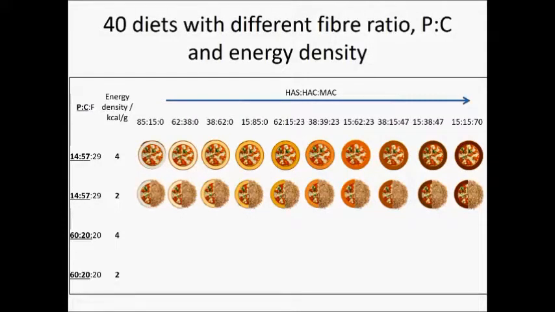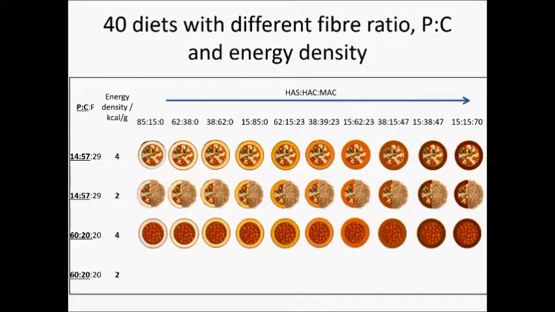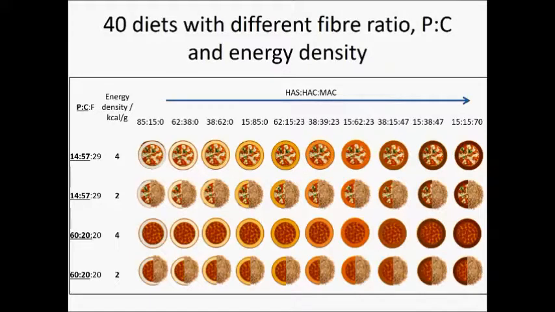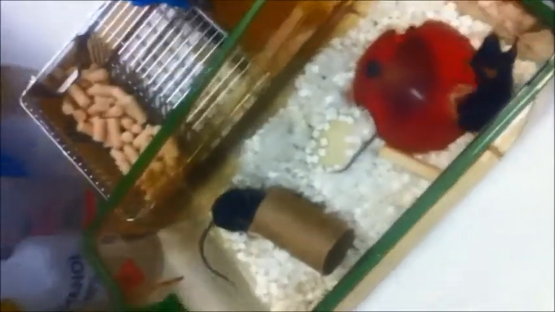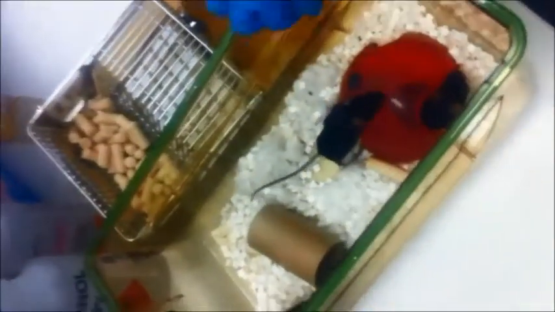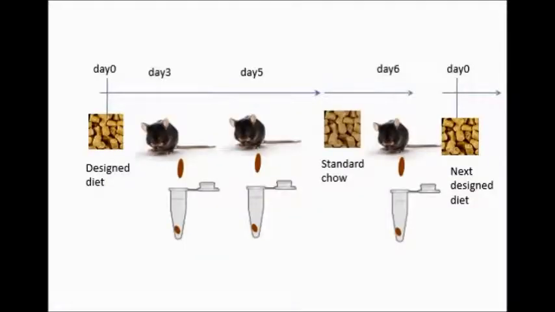To make a high protein, low carbohydrates pizza, we switch the topping to pepperoni with different fiber proportion in the pizza base. We added cellulose again to reduce the energy density. Due to the time limit, I will be looking at these 8 diets. Each diet was given to 3 mice in one cage lasting for 5 days. We collected their fecal sample at day 3 and day 5 on this diet. The mice were given standard chow for 1 day before switching to the next diet.